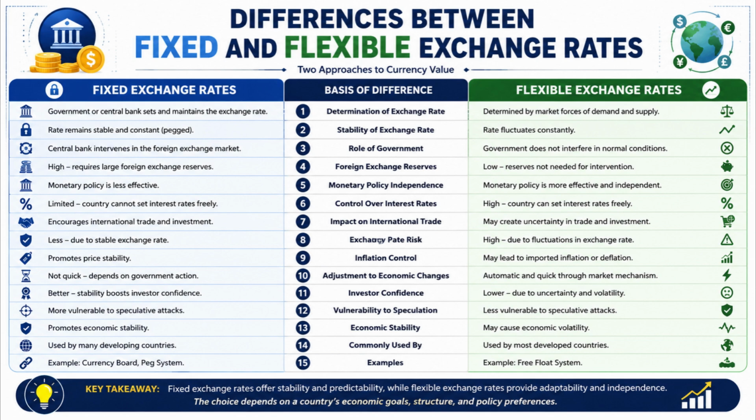Number 15. Examples of fixed exchange rate systems include currency boards and pegged exchange rate arrangements, whereas examples of flexible exchange rate systems include free-floating currency regimes.